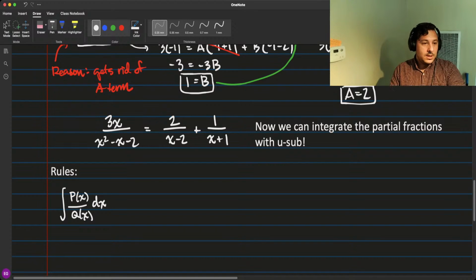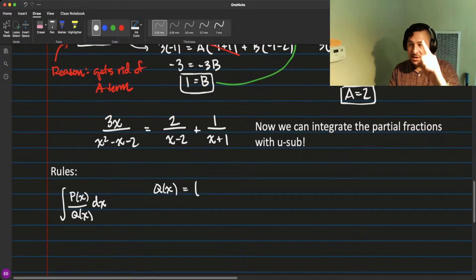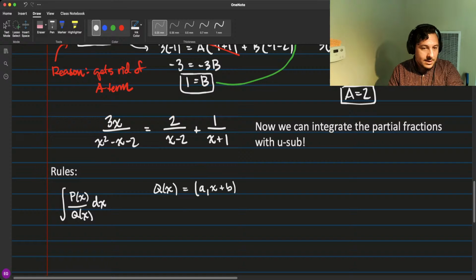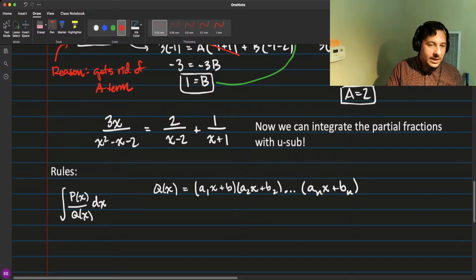Okay, now what we're going to assume is that q of x can be factored, and it factors into what are called linear factors. So it's going to factor into something like a1x plus b1 times a2x plus b2, dot dot dot, all the way up to anx plus bn. So these here, they're called linear factors.